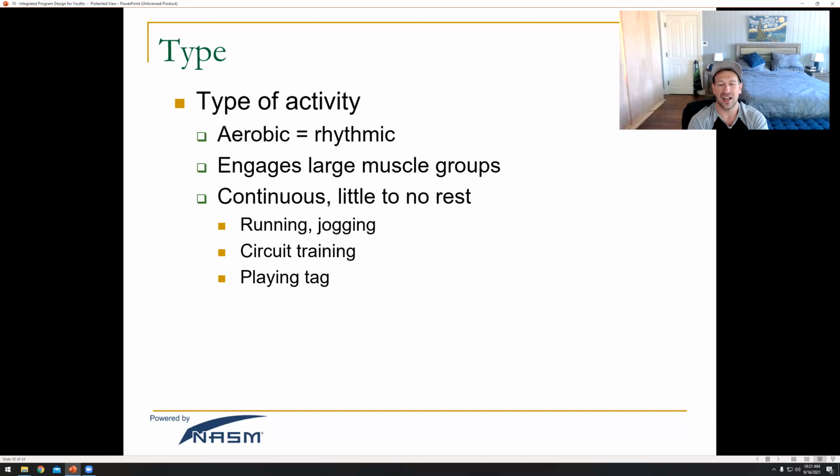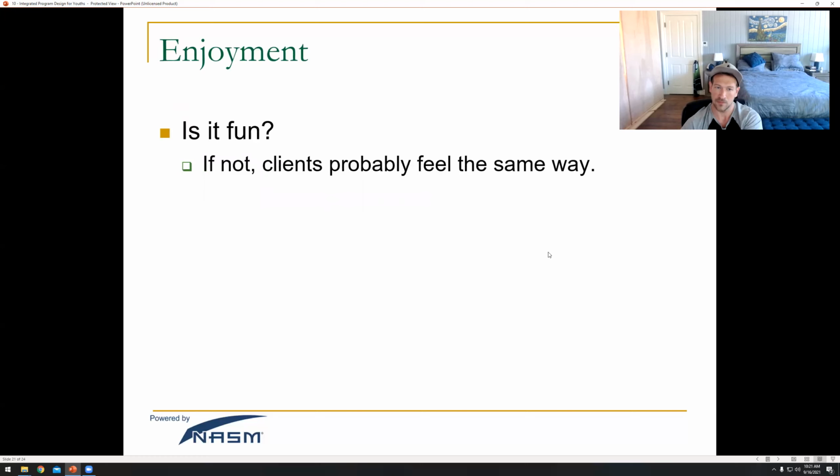So instead, doing circuit training, like a boot camp style thing, is a little bit more fun, a little bit more engaging. It also has the benefits of strength training. Going for a run might be a little bit more fun if they can handle that, or chasing kids around, going for a jog, or playing games like tag, SAQ training, things like that that are really engaging and really fun. That's going to be the type that is most effective for youths.